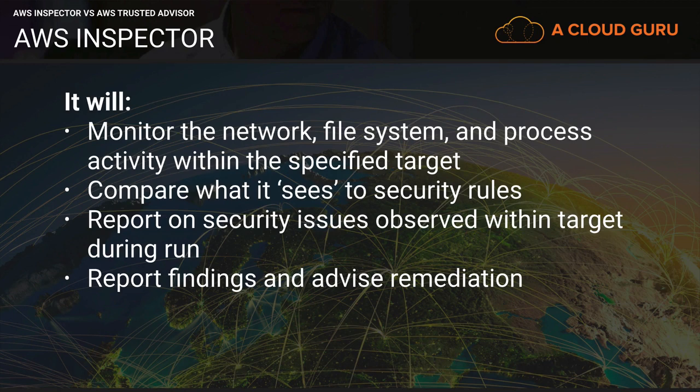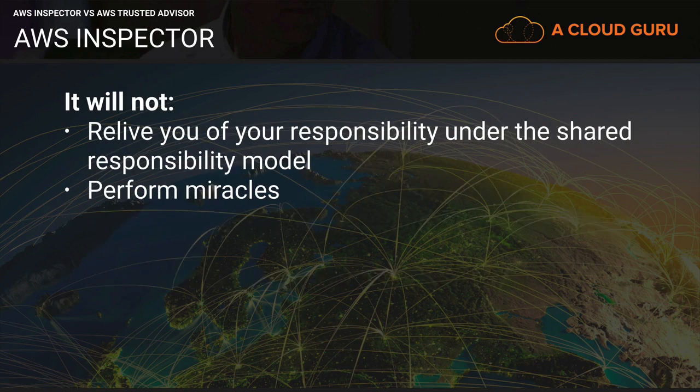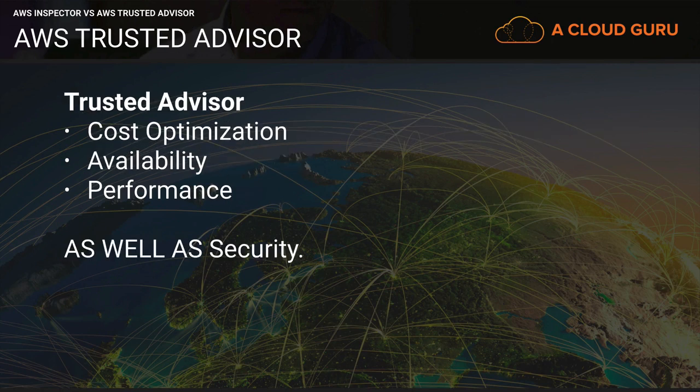So what will AWS Inspector do? It's going to monitor the network, file systems and process activity from within the specified targets. It can compare what it sees to general security rules. It can report on the issues observed within the targets during a run, and then it will give you a nice report and advise on remediation. That report is available to you, can be encrypted as well, and you can download it as a PDF. It's not going to relieve you of your responsibilities under the shared responsibility model, and it's definitely not going to perform miracles.